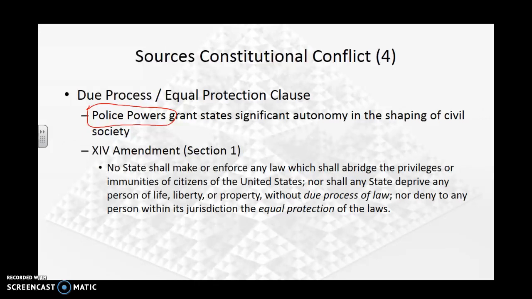But essentially, the police powers grant states significant autonomy when it comes to shaping what their society actually looks like. Remember, there's nothing in the Constitution that determines all of these things, and so the powers that be, or rather the Constitution, defers back to the states.